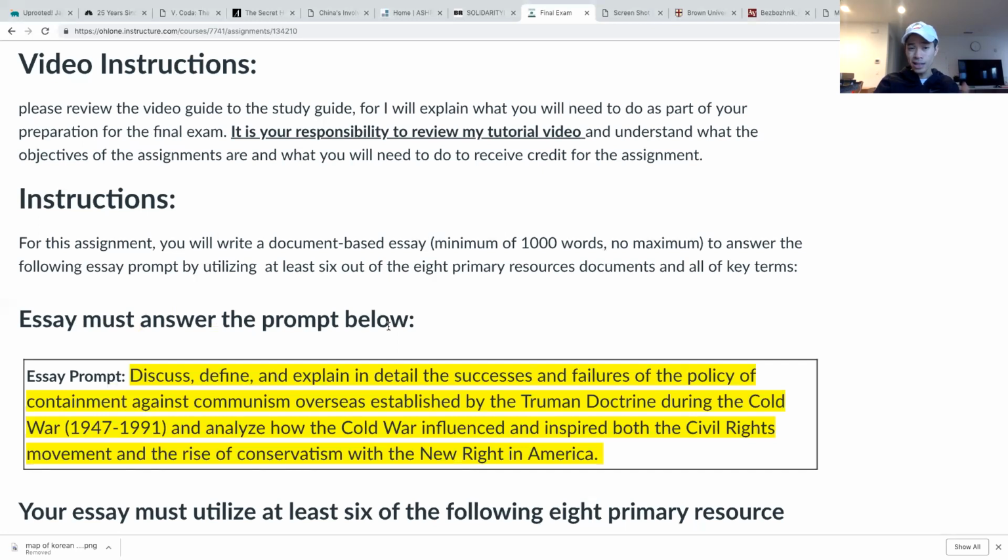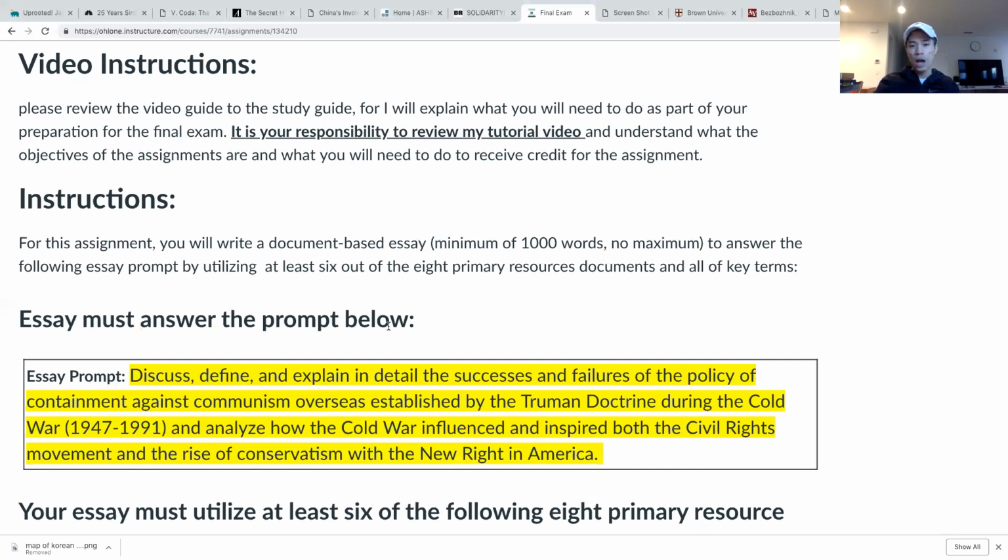provide to me the context, okay? Like what was happening that caused this event to happen. So you've got to give me the context. Then you have to give me the detailed description: what actually happened in the Korean War? And last but not least, you have to give me your analysis.